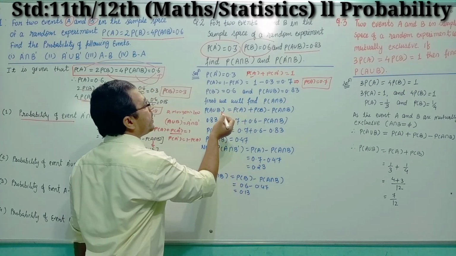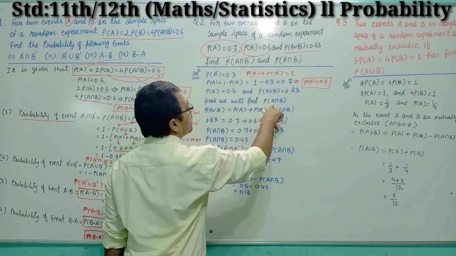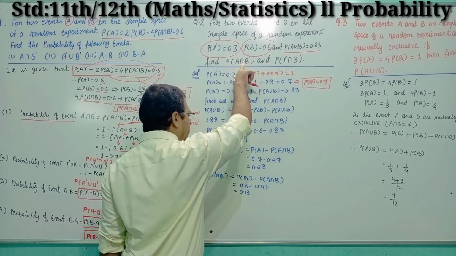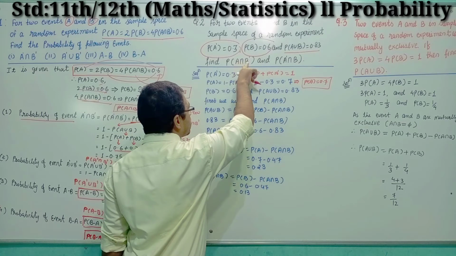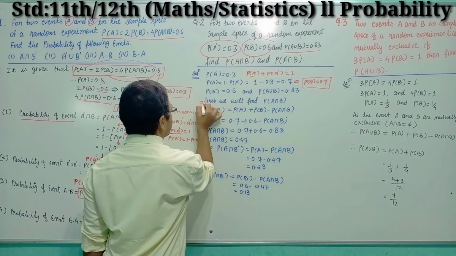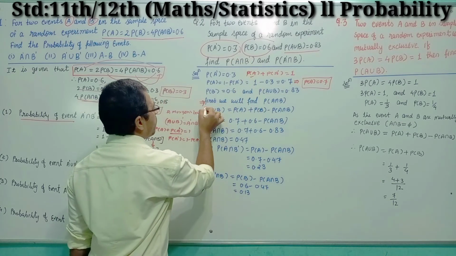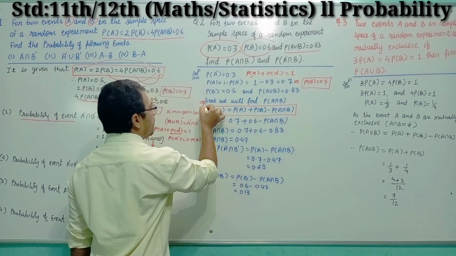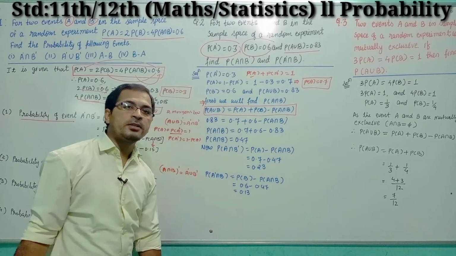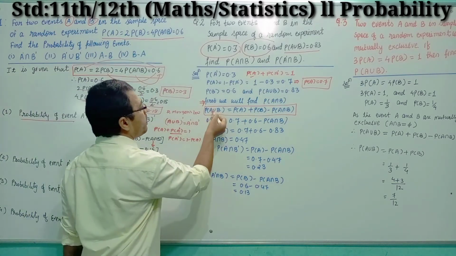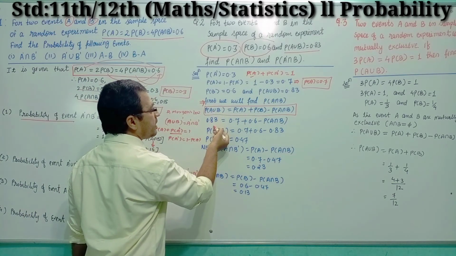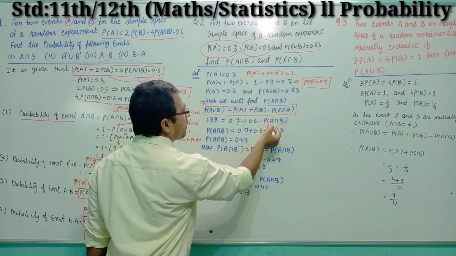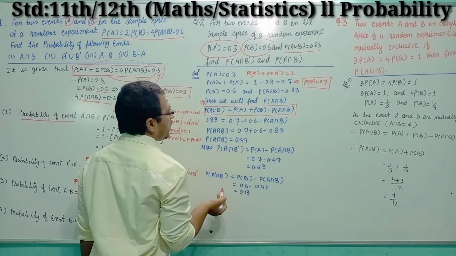First of all, we will find out A intersection B. Why? Because here we want to find out P of A intersection B dash. Right students? Okay. So we know that P of A union B is what? P of A plus P of B minus P of A intersection B. The value of P of A union B is 0.83. This is already given. So from here we can find out P of A intersection B. Right students?